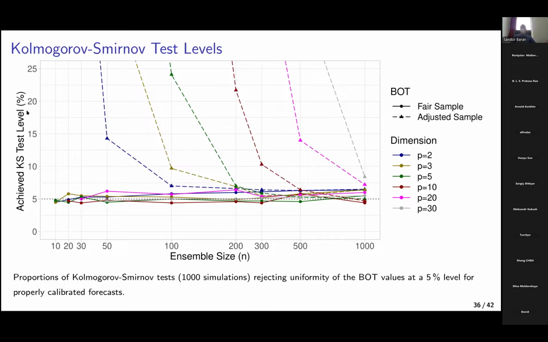and we calculated the proportions of Kolmogorov-Smirnov tests which reject uniformity at a 5% level. For properly calibrated forecasts, in general, they should be close to 5% in this case. And what you see, the solid lines correspond to the fair sample BOT, different colors to different dimensions. However, whatever the dimension is, all these values are pretty close. Whatever the dimension, whatever the ensemble size, close to the desired 5%. The dashed lines correspond to the best performing classical adjusted sample BOT.